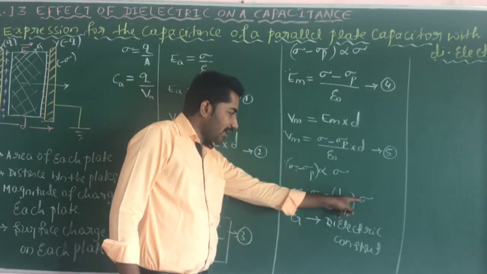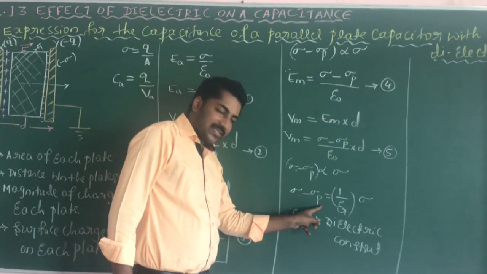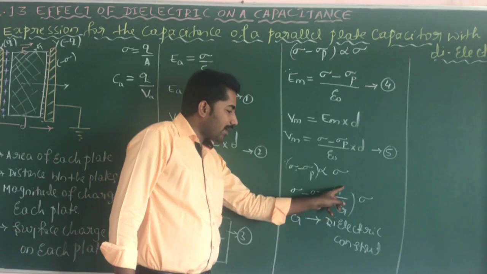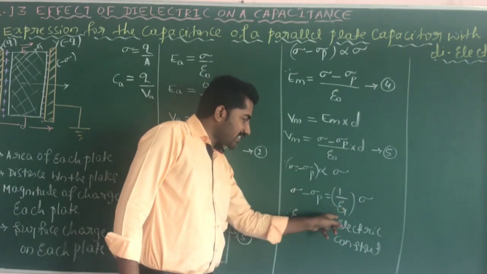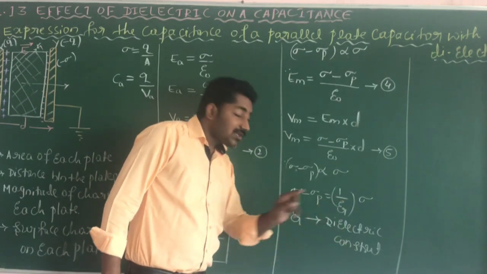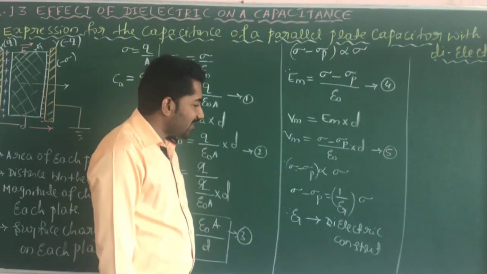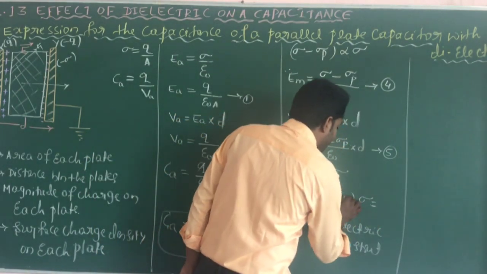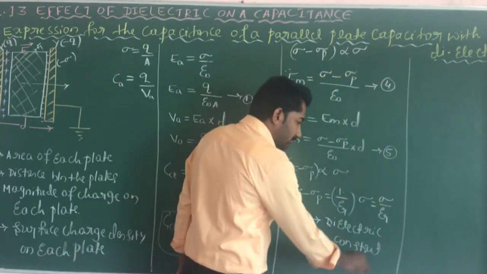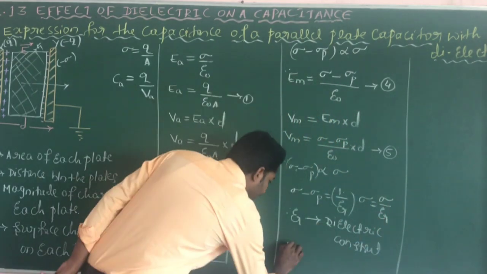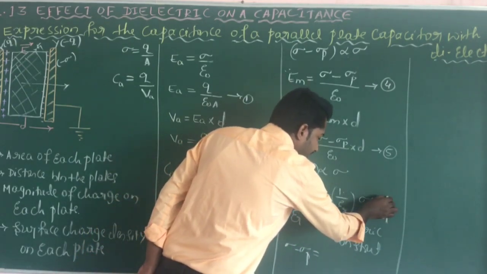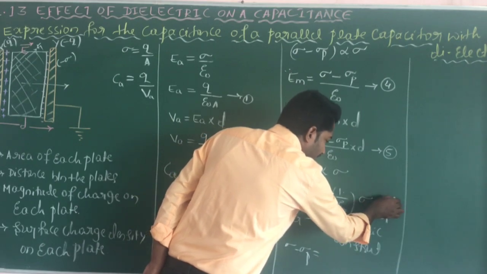Sigma minus sigma p is equal to 1 divided by epsilon r into sigma. Here this is the proportionality constant in this equation, which is used as the dielectric constant. Also we can write 1 by epsilon r into sigma as sigma divided by epsilon r. Here sigma is the surface charge density, the charge per unit area.